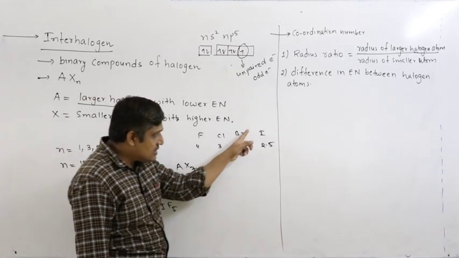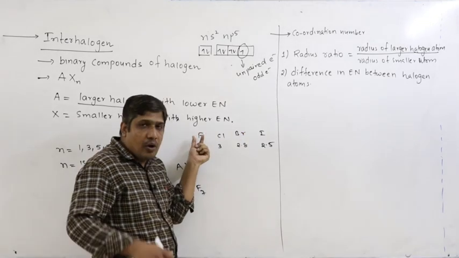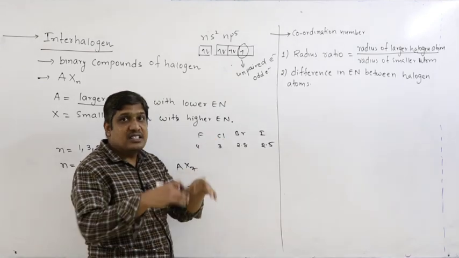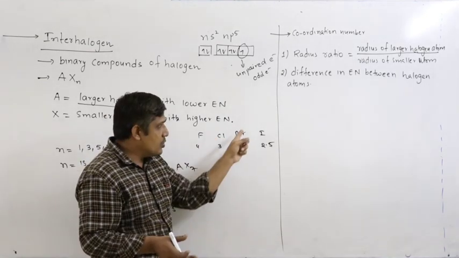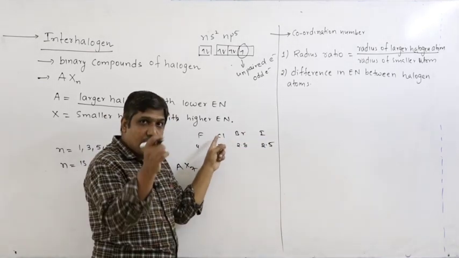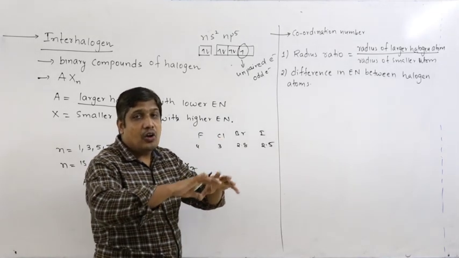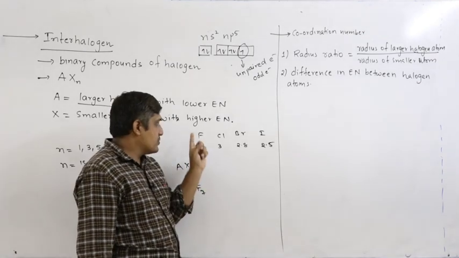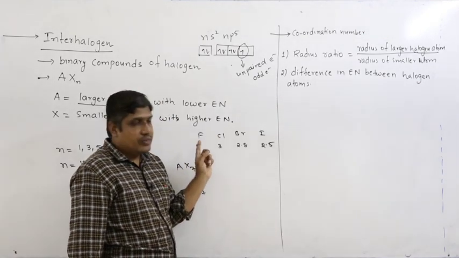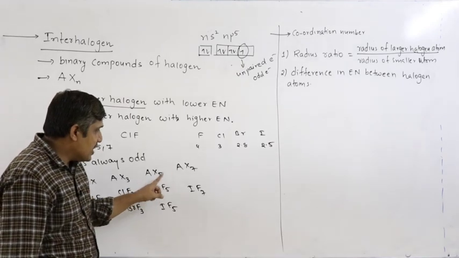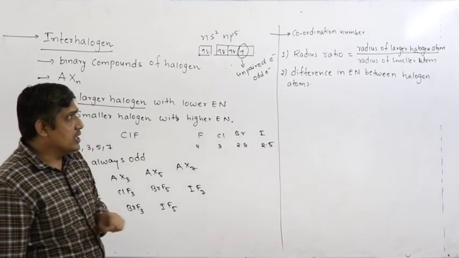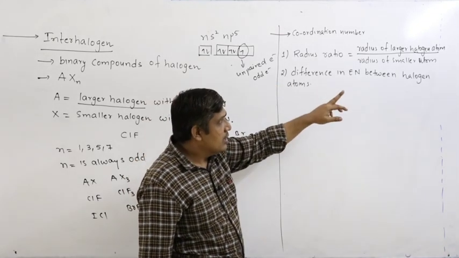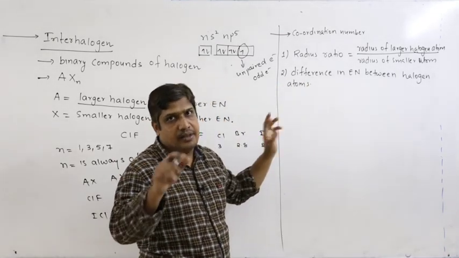What is the reason? Since its size is more, it can accommodate more smaller halogen atoms. When I come to chlorine, its size is more, it occupies more space. Although the size is more, since chlorine size is increasing, I cannot accommodate larger chlorine atoms as I have accommodated fluorine, because fluorine is smaller than chlorine. Therefore, to form AX5, AX7 type of interhalogen, the radius ratio value must be high and the difference in electronegativity between halogen atoms should be high.